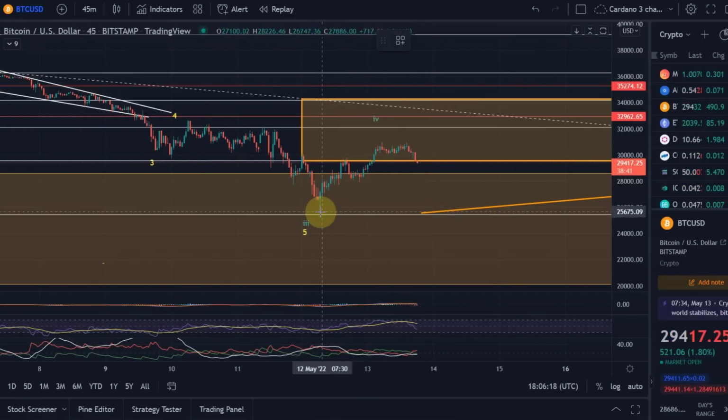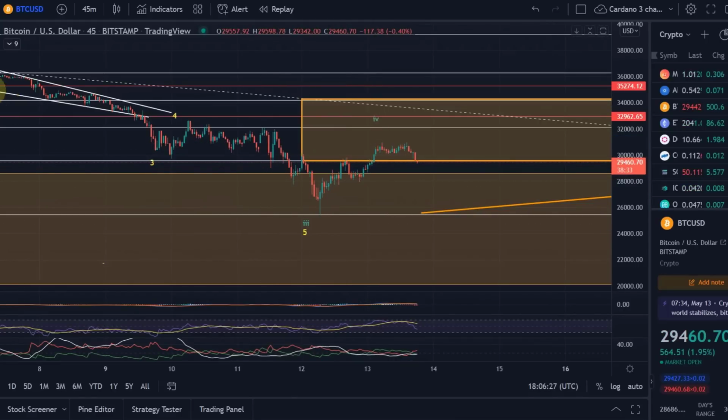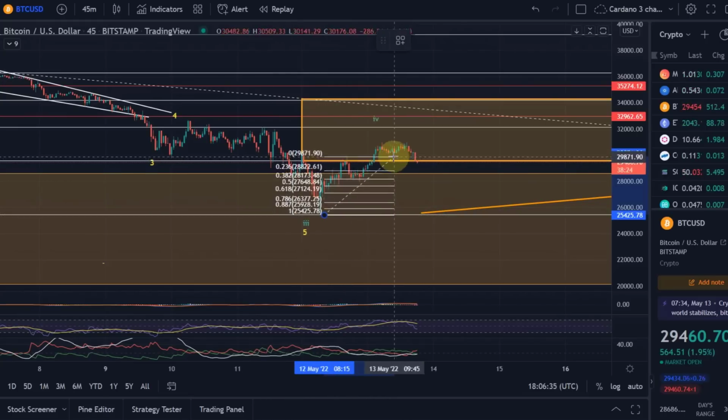So we can see this as an A, B, C. The wave B didn't really retrace enough, but well, actually it did, it is the minimum the wave B needs to do. So it's fine, but I'm just saying that it only did the minimum. So what is the minimum? Not the minimum, but what they typically do.